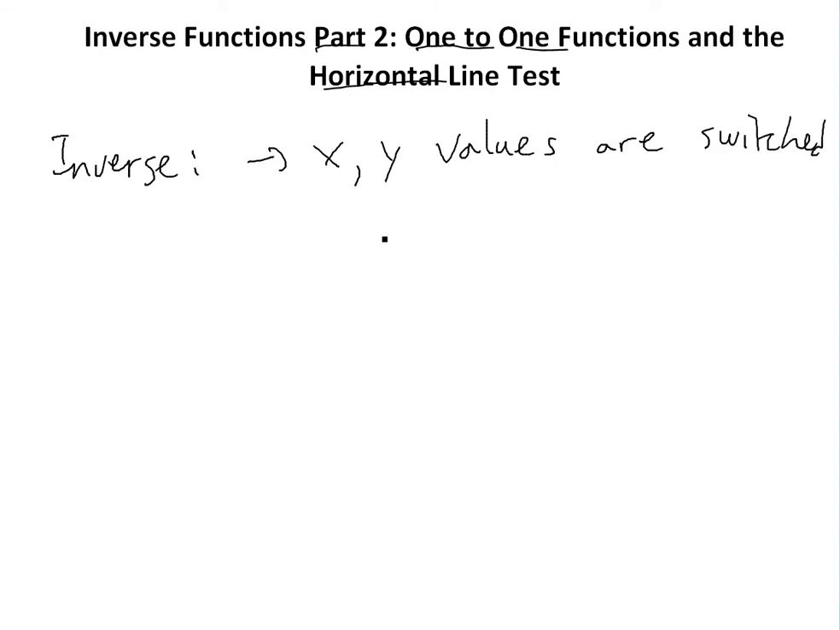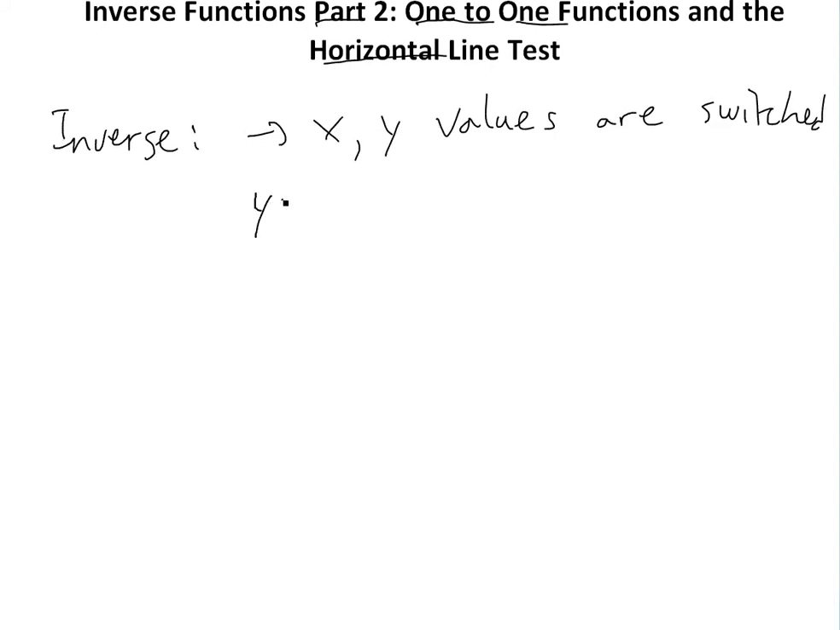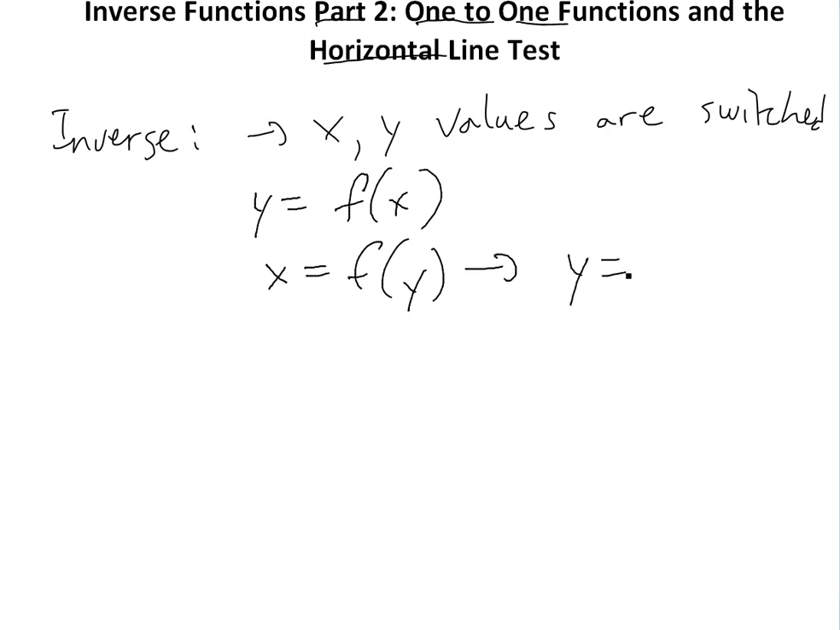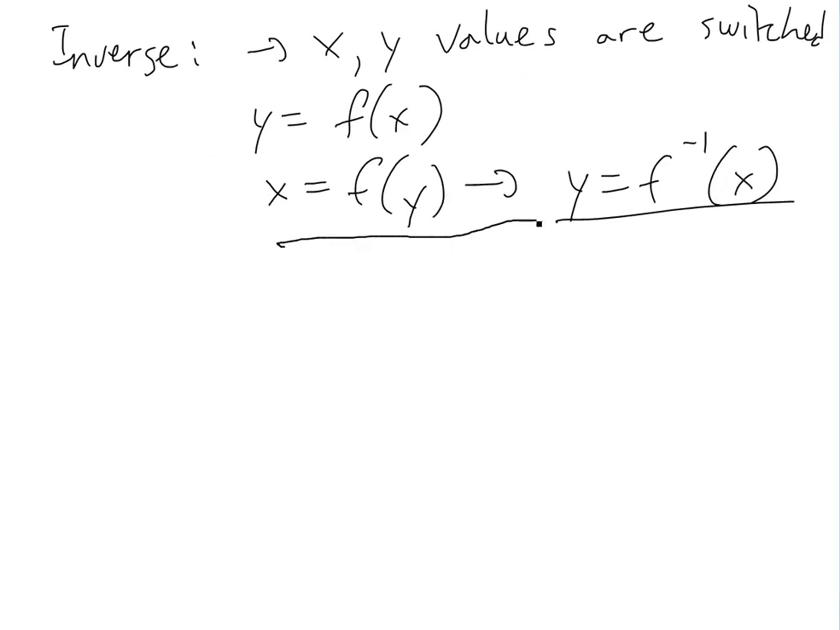So if you have something like y equals f of x, we switch them, and then we're solving for y, so it would be x equals f of y. This also correlates to y equals f negative 1 of x. So this is an inverse function. That's all it is, we're switching it.